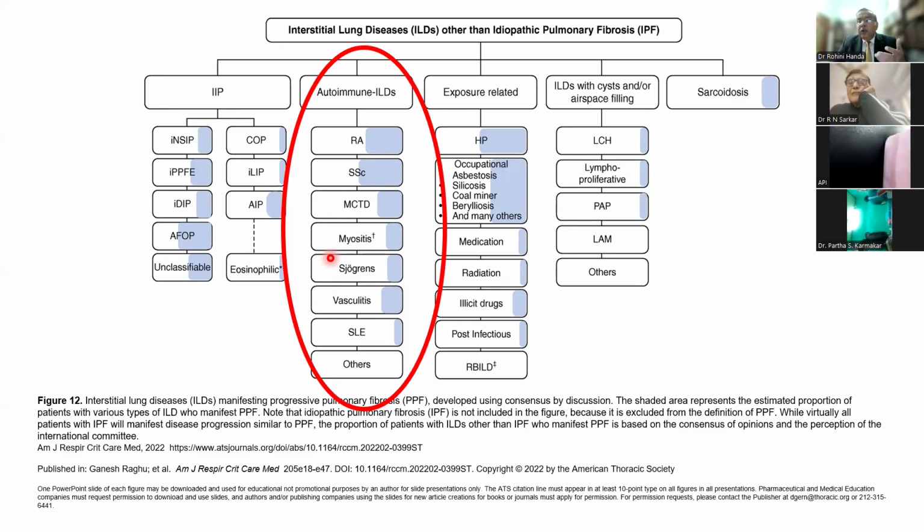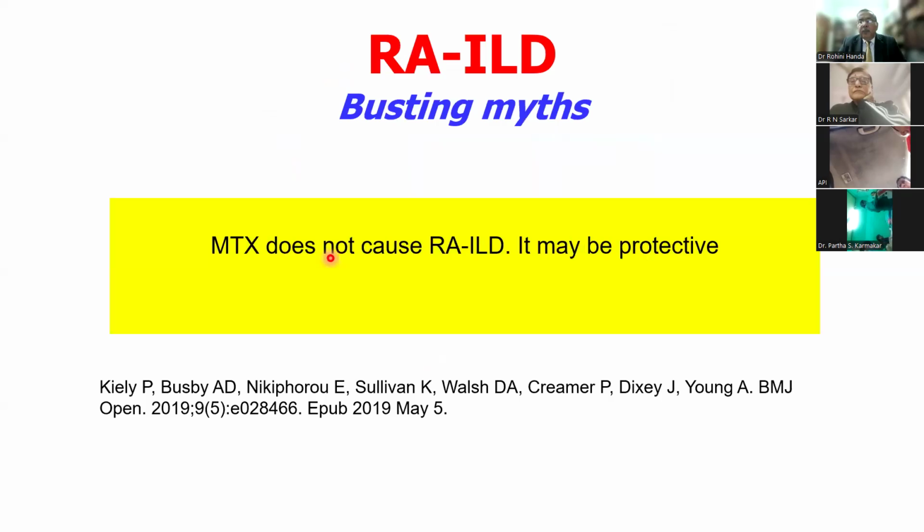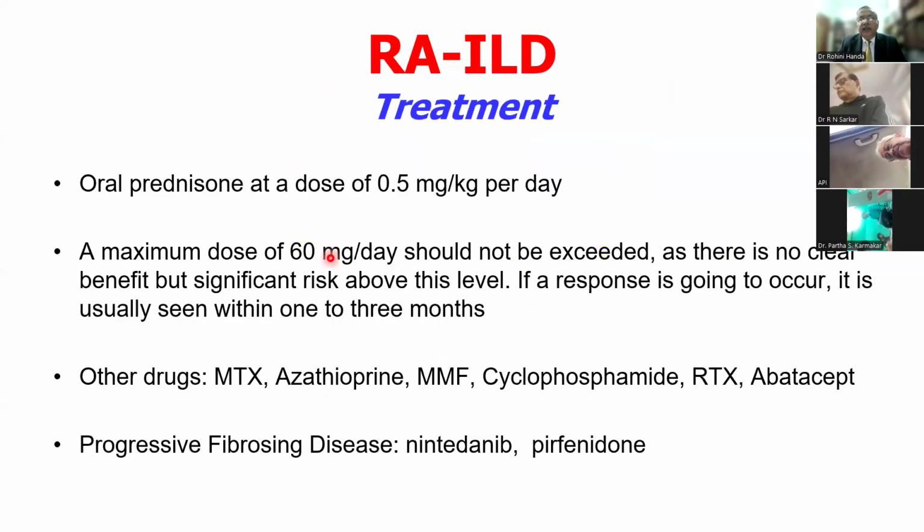And we in rheumatology are also beginning to realize that radiological detection can be there. A few ground glassing appearance and some interstitial thickening can be there. But if the patient is symptom free, PFTs are maintained, go slow on your immunosuppression. Busting some myths, methotrexate does not cause RA-ILD, and most pulmonology colleagues now have come around to this view. It may actually be protective.